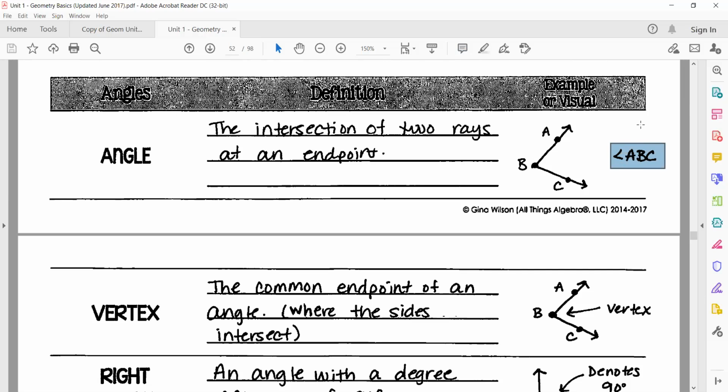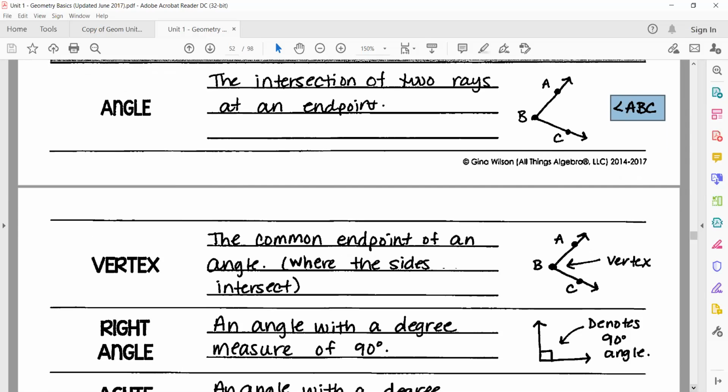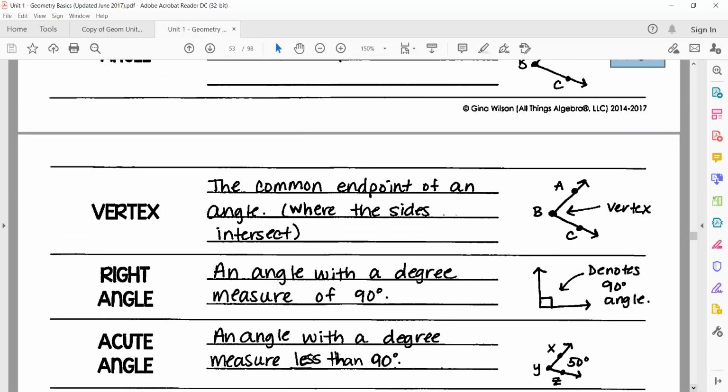Okay, so right at the beginning today, I said you're going to have to get used to how geometry represents things graphically. Here's another good example. Angle ABC. The vertex, another important vocabulary word. The vertex is where the sides of the angle intersect.